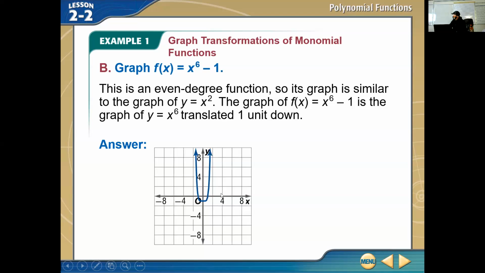Okay, and you can see it pretty here. Here's your extremal point. Okay, it's shifted down 1. The graph is decreasing from -infinity to 0, and then increasing from 0 to +infinity, with end behavior following your monomial characteristics that we covered last week.